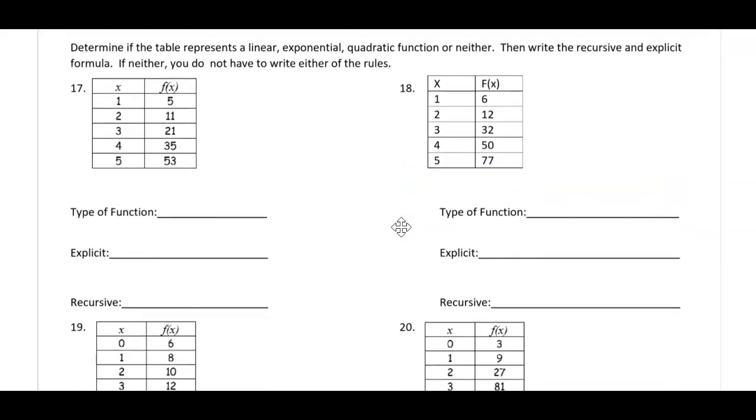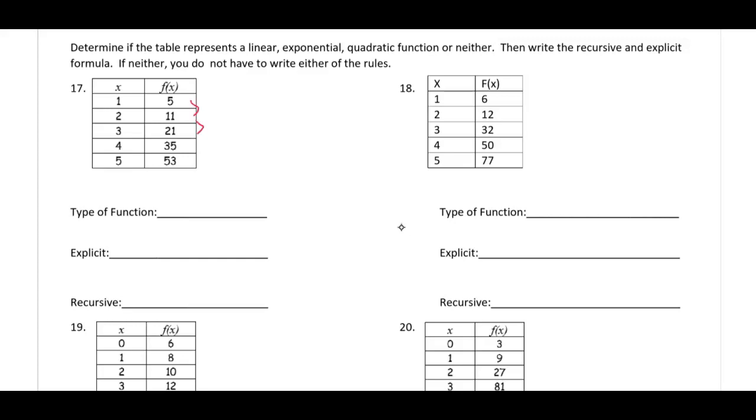Now to recognize linear, exponential, quadratic, or neither, we look for common ratio, common difference, or second common difference. If you don't have either of those, it's neither. Only write the explicit and recursive rules for linear and exponential, okay? You don't have to do quadratic.